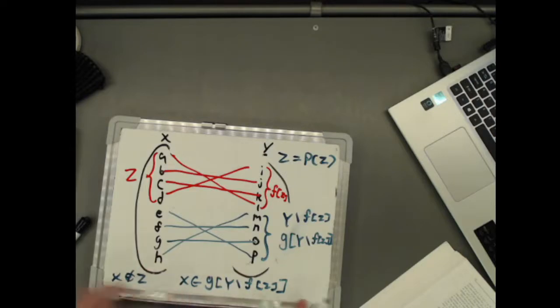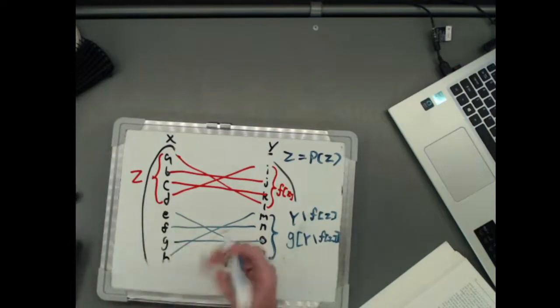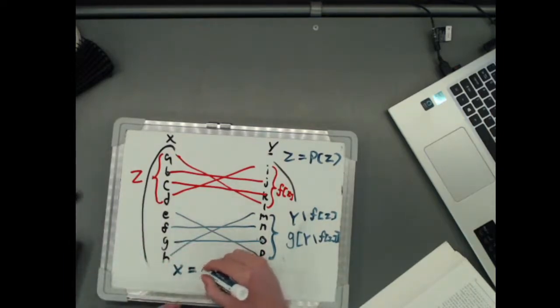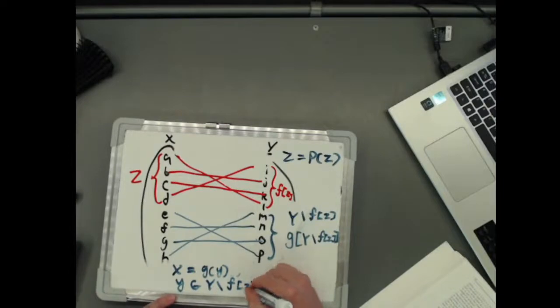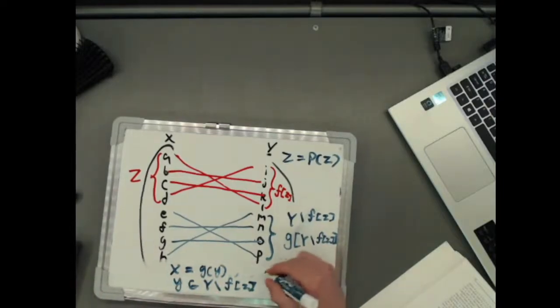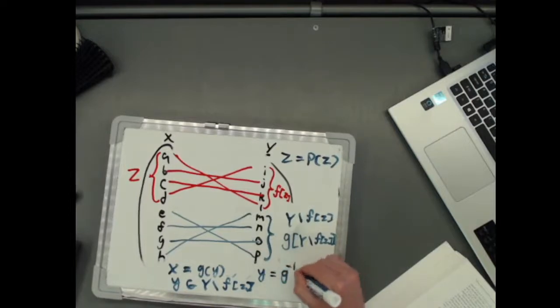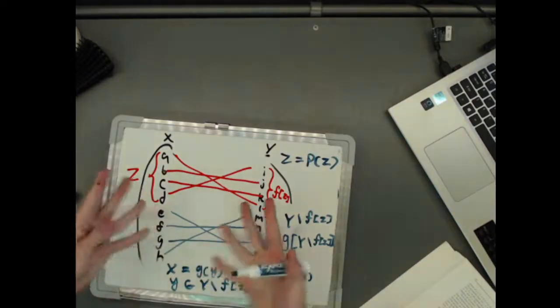We can show pretty easily that any X in here is just going to be equal to G of Y for some unique Y inside Y minus F of Z. Or if you want to do it a little nicer, we'll call that Y the inverse G of X.